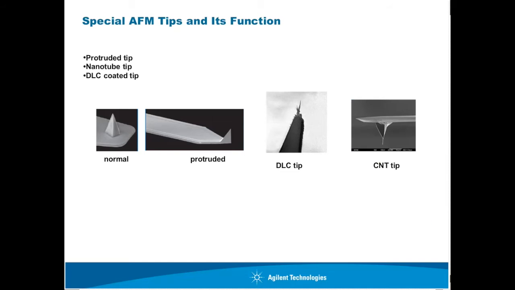Now, let's take a look at special tips. Here is a normal tip, and here's a protruded tip. Here is a tip with a little crystal that has a needle shape. And you can also buy tips with carbon nanotubes. All these tips have their own special place in improving the resolution and so on and so forth.